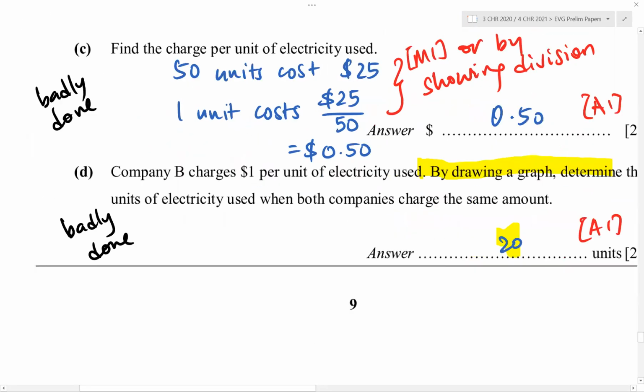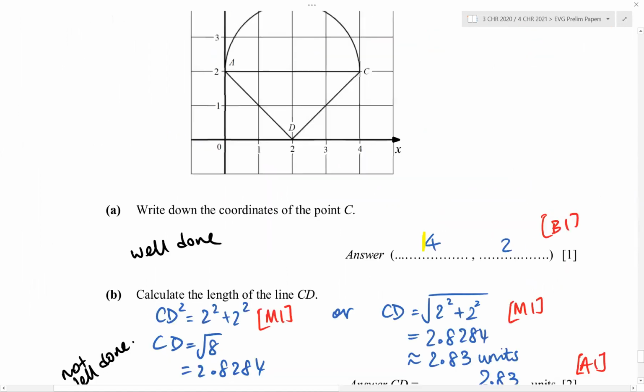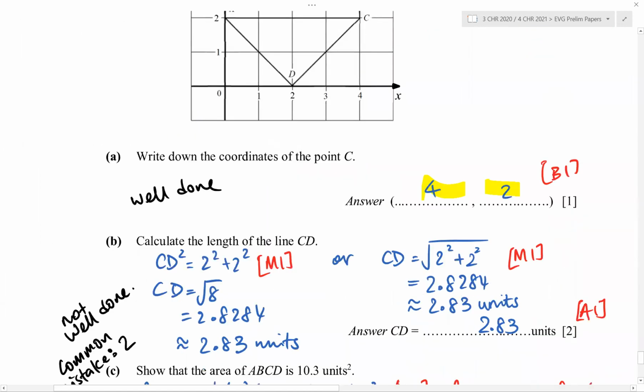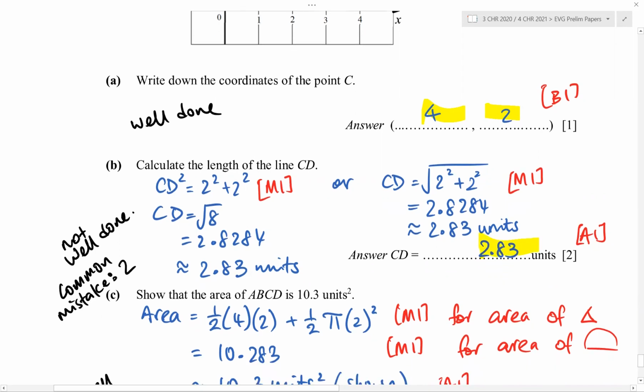Okay, last question, 13. Write out coordinates for point C, very good. 4, 2. Calculate the length of CD. Not well done, but many got correct. You're supposed to use Pythagoras theorem. The answer is not just 2, you know. The answer is 2.83. So 1 mark is given for application of Pythagoras, either like this or this. Or copy correction.